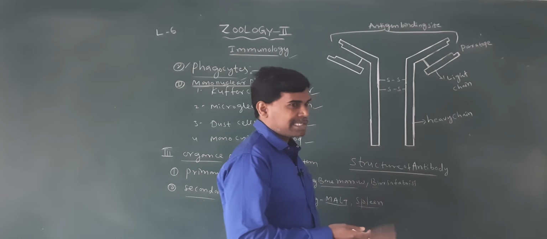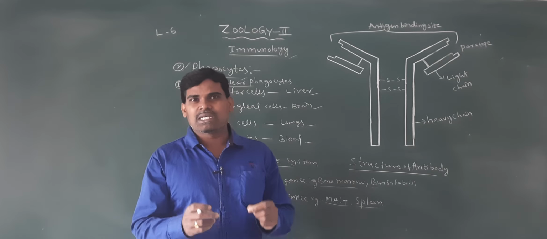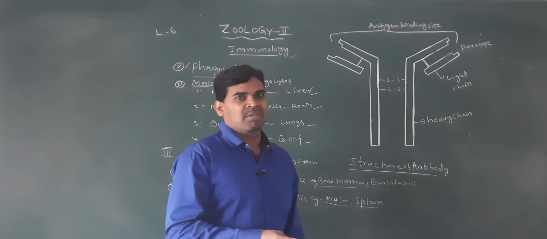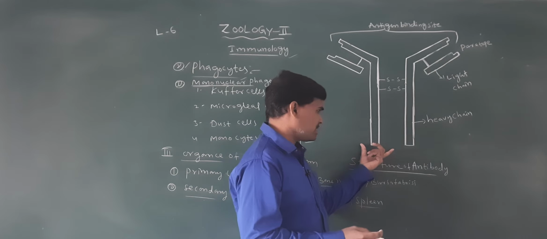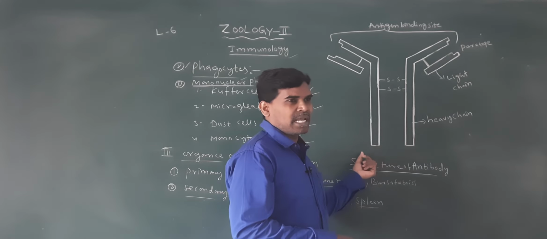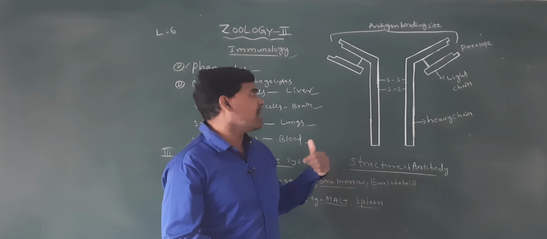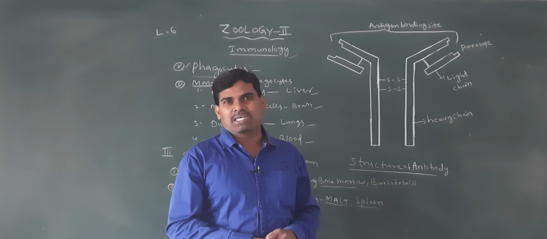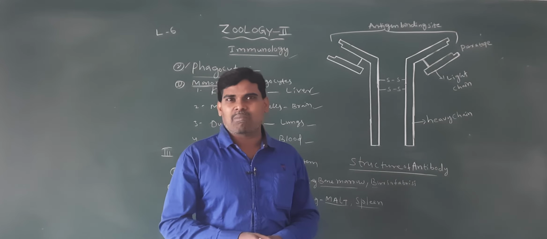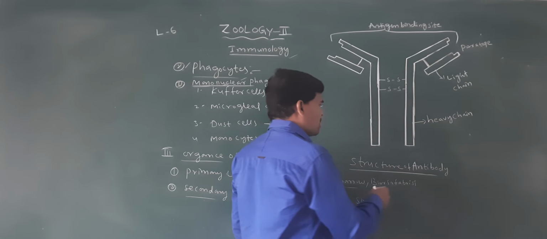Antibodies are produced on the surface of the B cells, the plasma cells or memory cells. Whenever an antigen enters our body, it is immediately recognized and identified, and antibodies are produced. These are called immunoglobulins. Whatever type of antigen enters the body, the same type of antibody is produced in plasma.